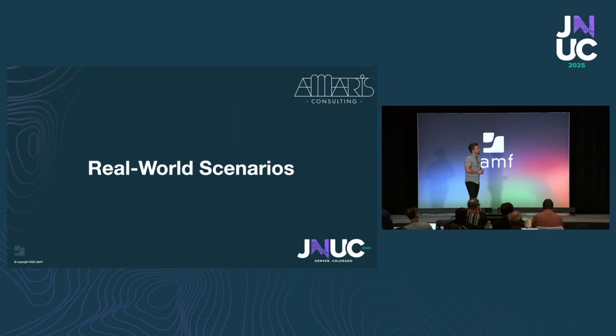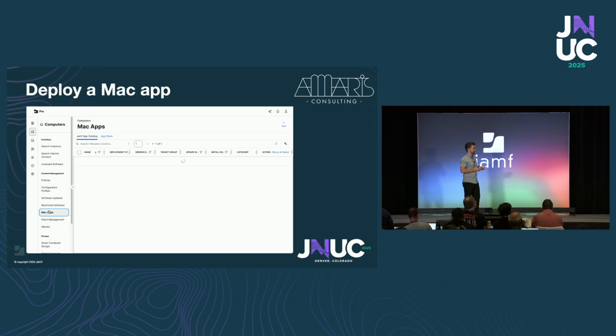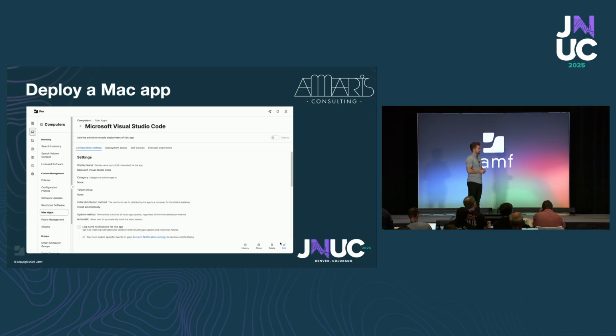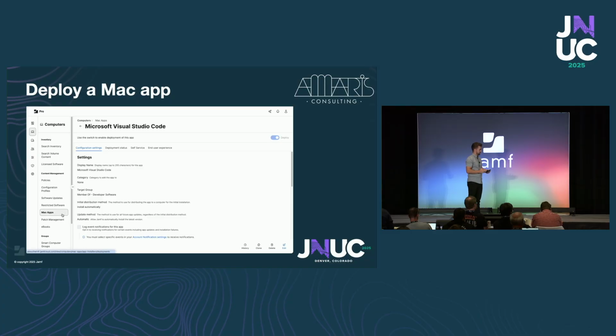So yeah, I'm gonna skip that, that's okay. So let's just look at some real world scenarios. Let's say I wanna deploy an app to the Macs where the owner is part of the developer software Entra ID group. So I've got that group here, and then of course I'm not teaching you anything new here. It's very simple, you just go to whatever app you have here. In this case, it's the Jamf app catalog, Microsoft Visual Studio Code, and I'm gonna select my target group to member of developer software, and that's it, simple as that.